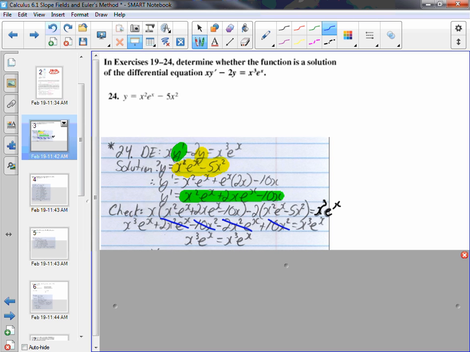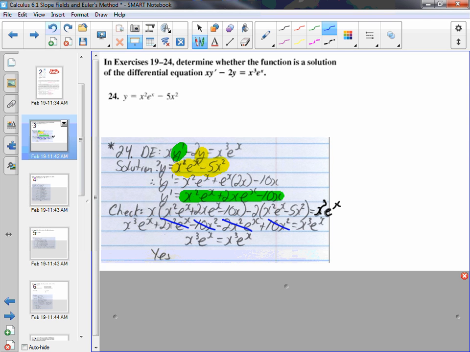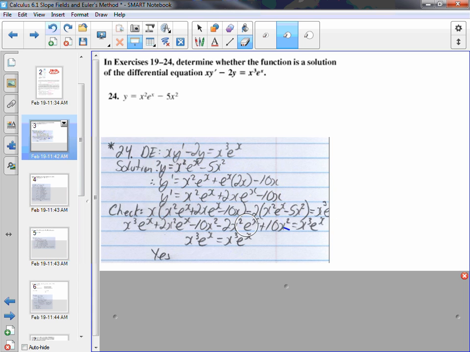So is y equals x squared e to the x minus 5x squared a solution of this differential equation? Yes. And I don't know why I'm happier when the answer is yes, but I'm always happier when the answer is yes. Maybe that's what it is. So that's how we do that. All right, we can do that, can't we?